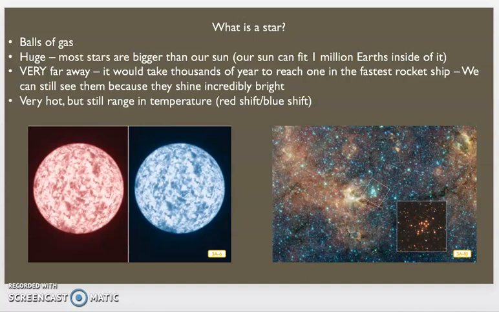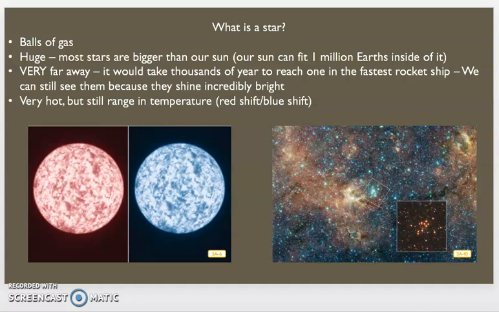And if you remember, our sun can fit 1 million Earths inside of it. And most of the stars that we can see in the sky are bigger than our sun. So why do we see them so tiny in our sky? That's because they are very, very far away.